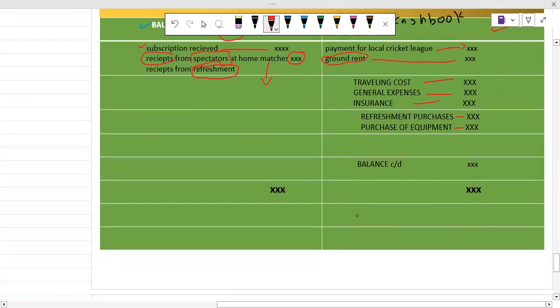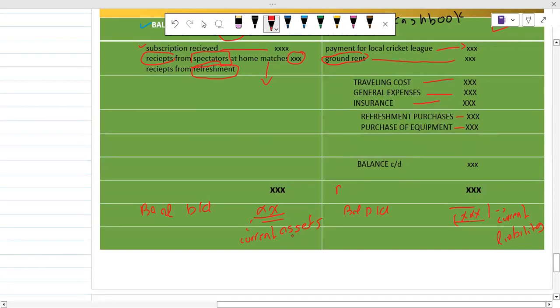if we have our balance b/d on the credit side, what it basically means is that it is a negative amount and it would come under the current liability. And if we have balance b/d under the debit side, it means that it is a positive amount and it would come under our current asset.